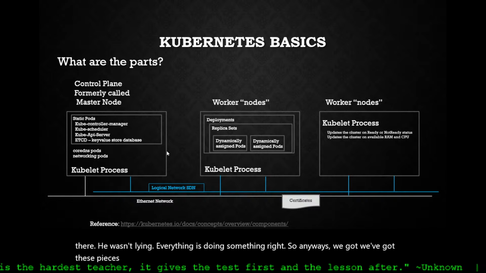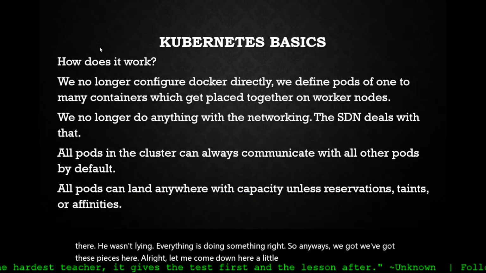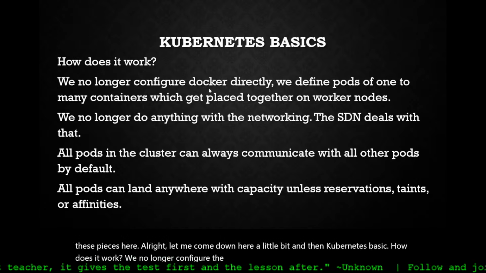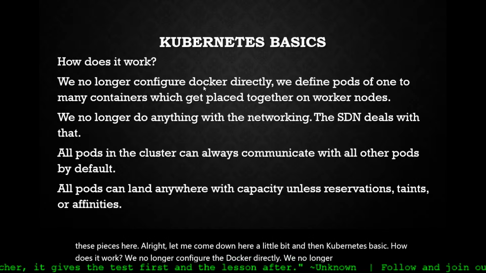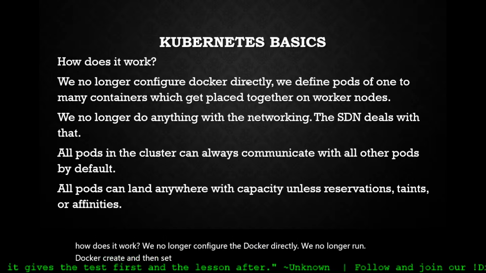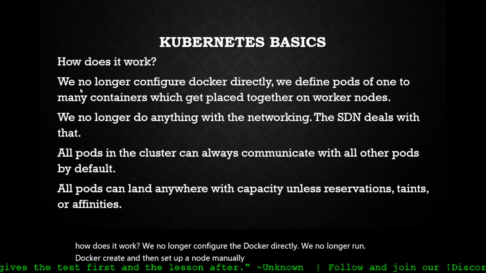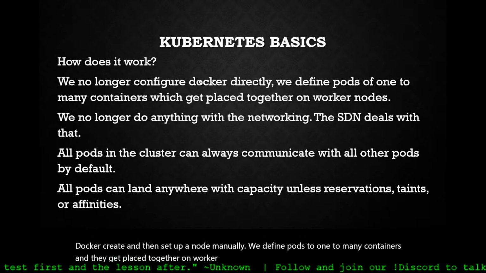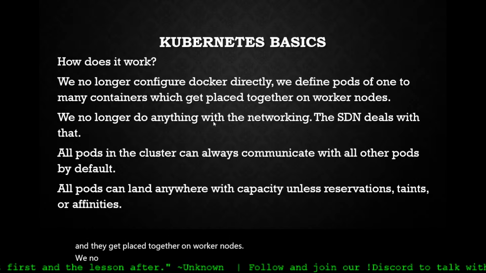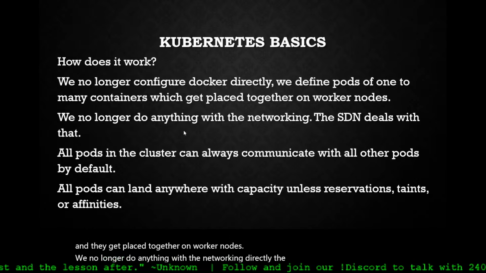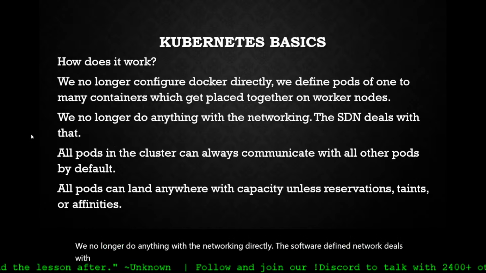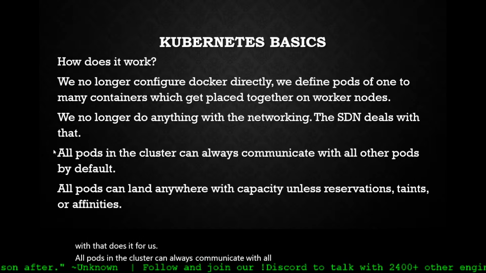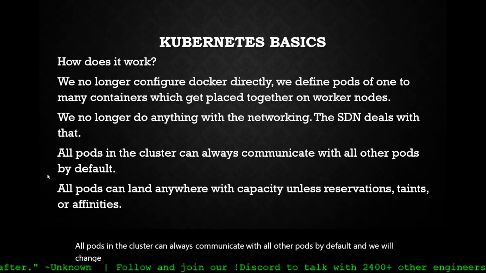All right. Let me come down here a little bit, and then Kubernetes basics. How does it work? We no longer configure Docker directly. We no longer run docker create and then set up a node manually. We define pods with one to many containers, and they get placed together on worker nodes. We no longer do anything with the networking directly. The software-defined network deals with that. It does it for us. All pods in the cluster can always communicate with all other pods by default, and we will change that in the security section of this, okay?